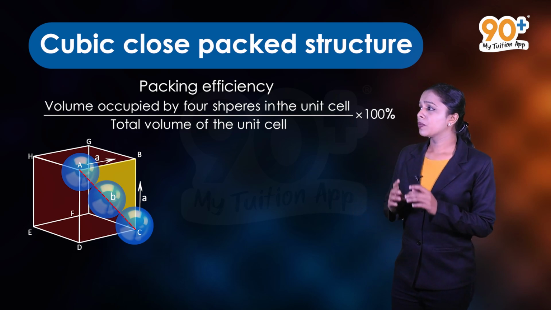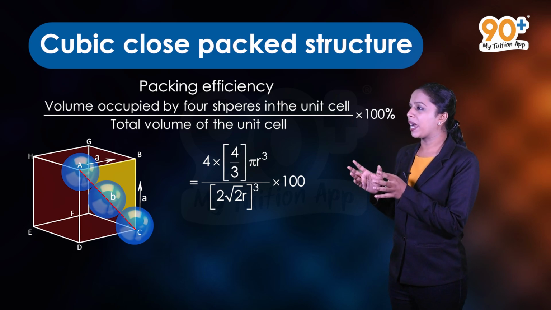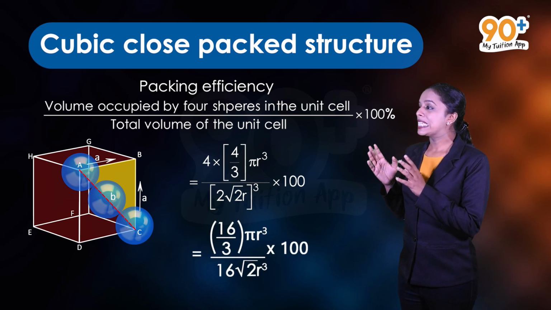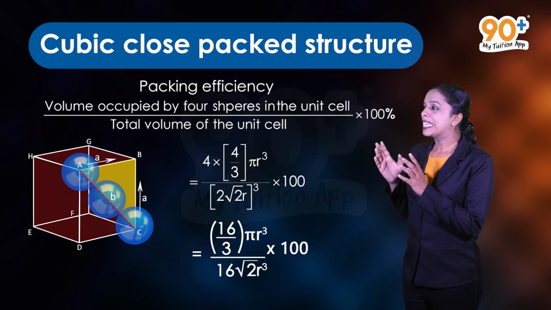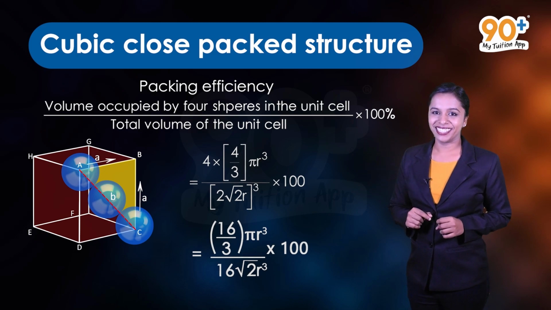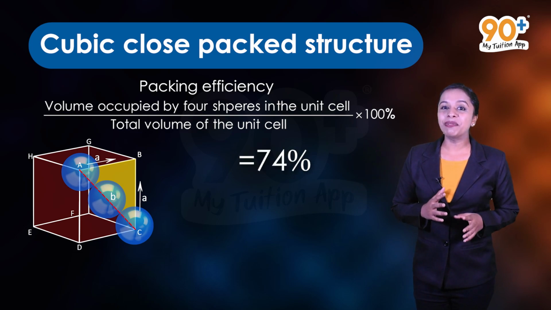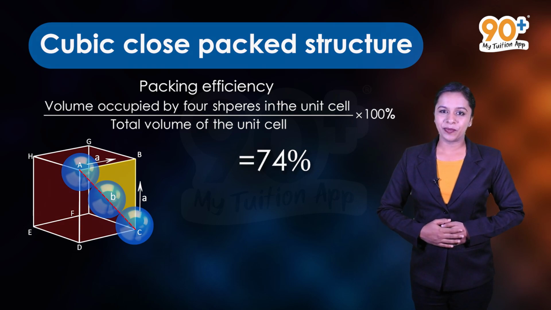That is equal to 4 into 4 by 3 pi r cube divided by (2 into root 2 r) the whole cube into 100. That is equal to 16 by 3 into pi r cube divided by 16 into root 2 into r cube into 100. That is equal to 74%. Thus, we can say that the packing efficiency of cubic close packed structure is 74%.